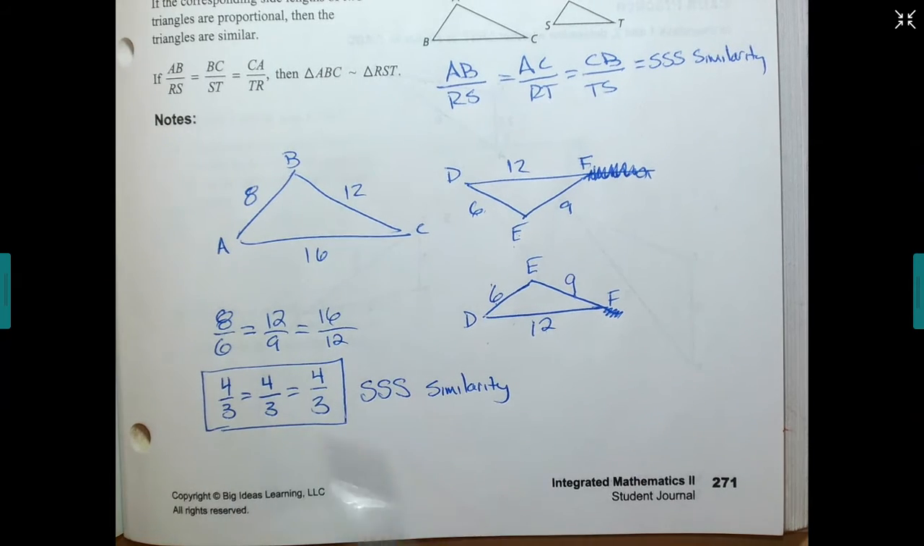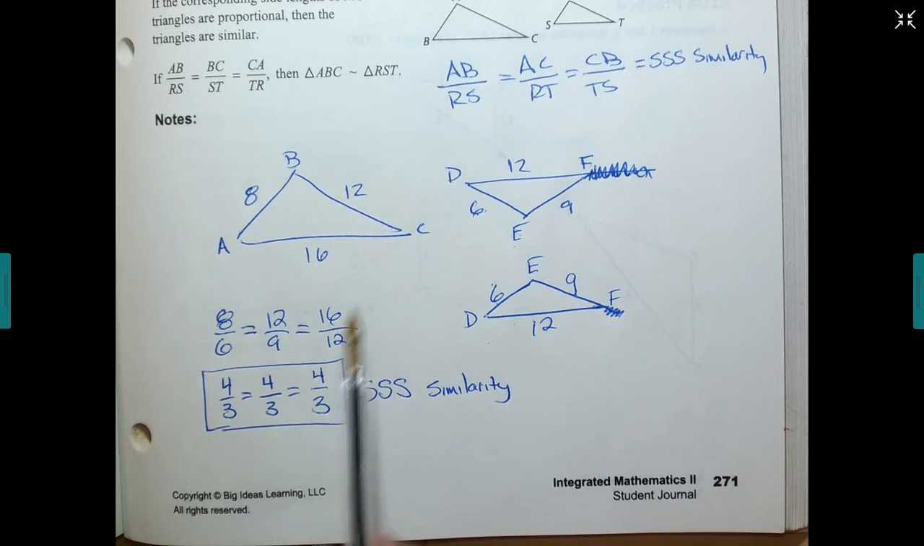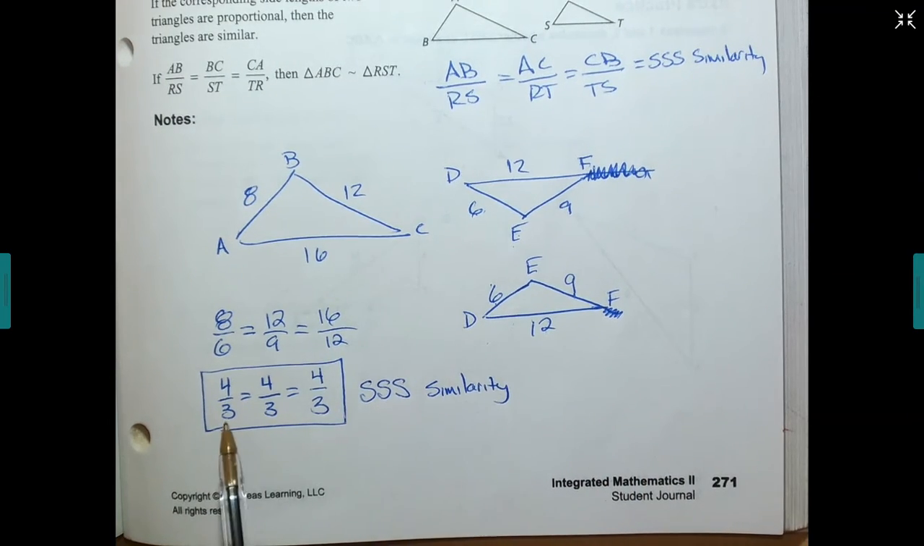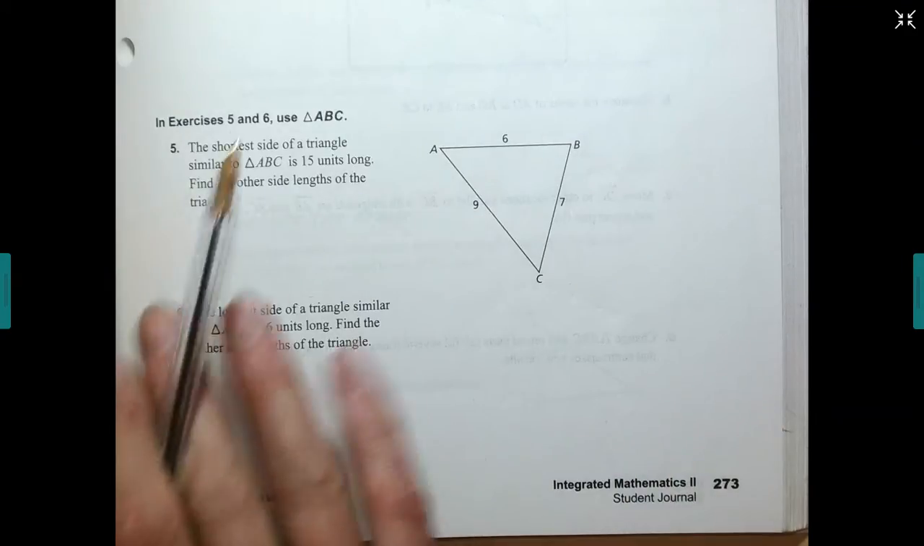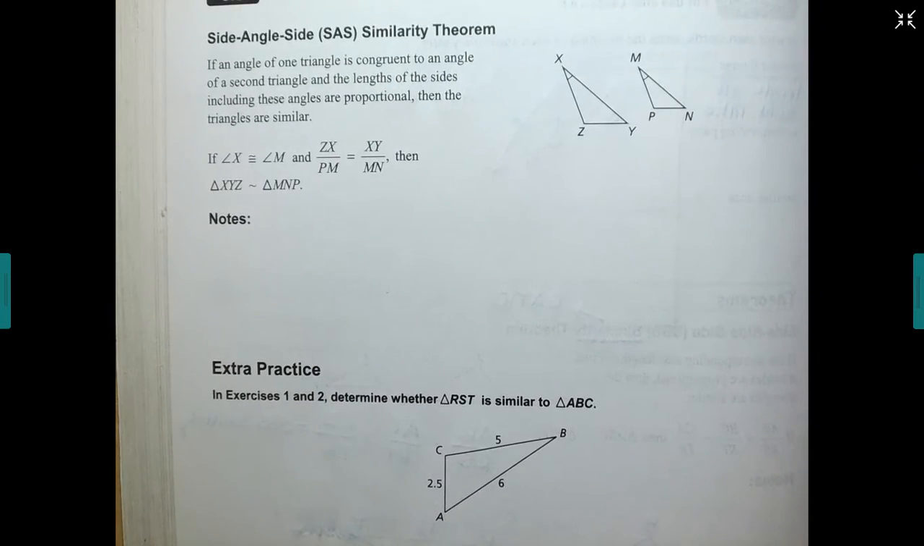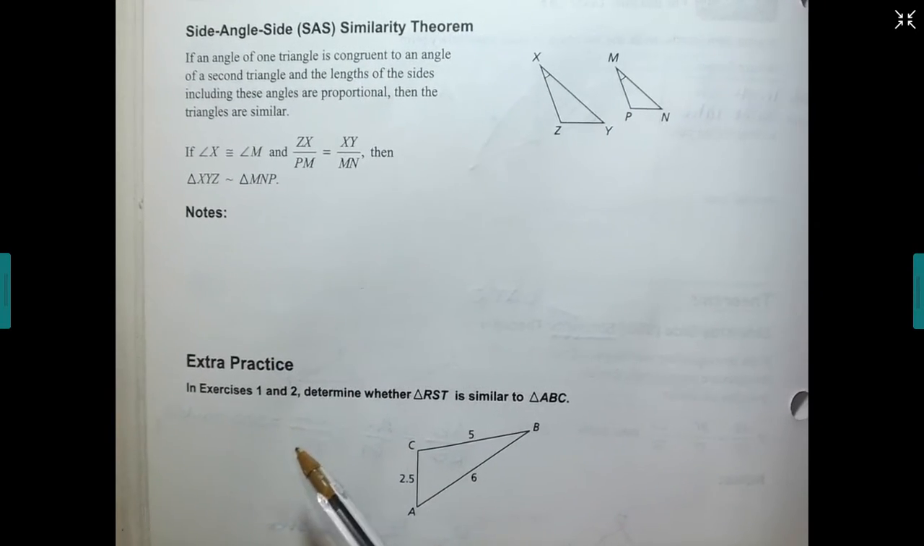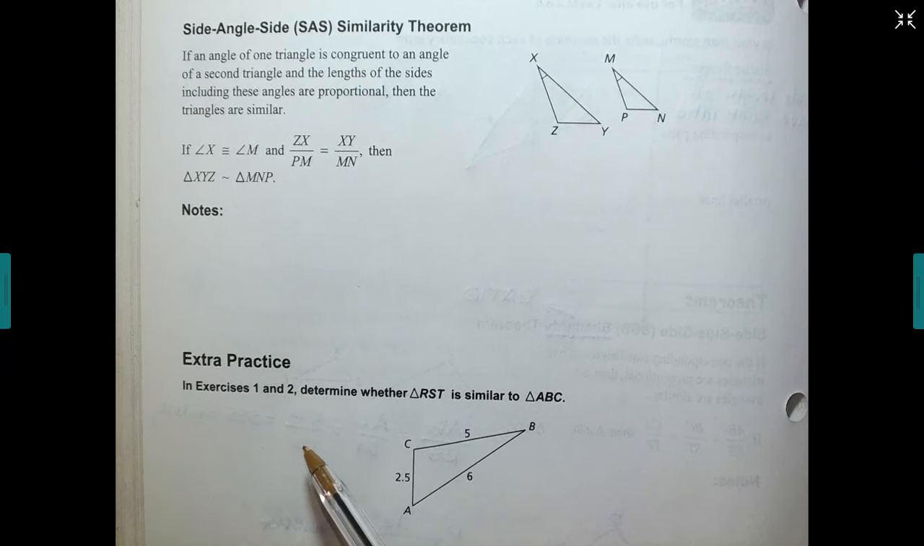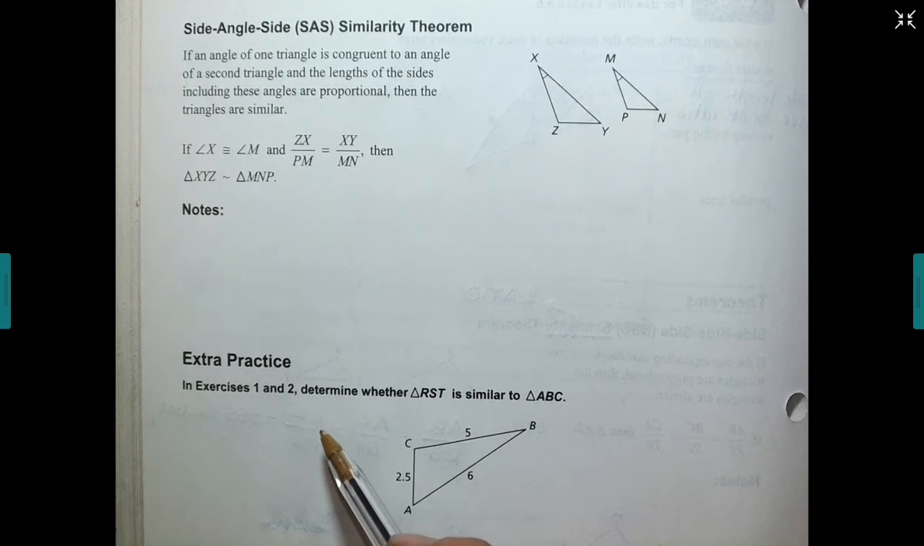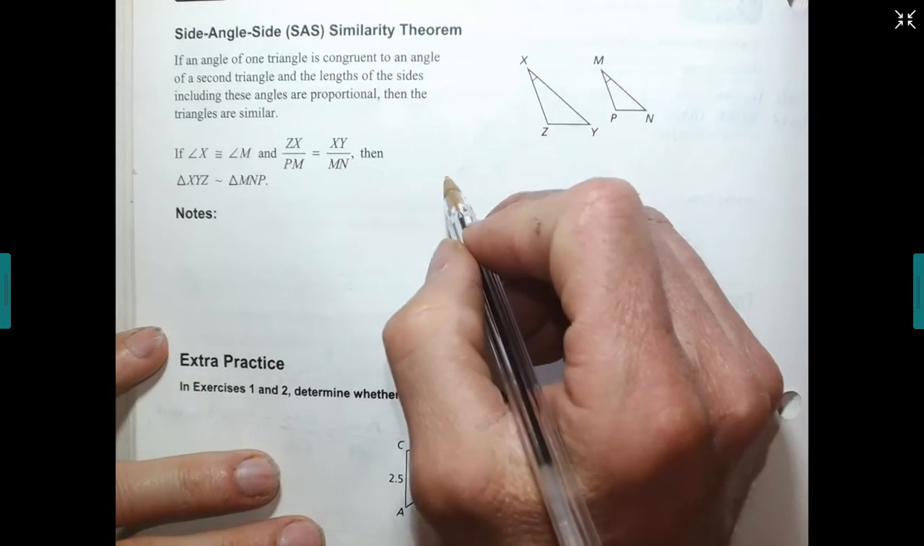Okay, so there's your notes for page 271. And that's how we know these two triangles are similar, is because the ratios are the same for each of the sides. And now we're going to go into our last theorem, which is side angle side theorem. And I'm going to give you a different one. So let's check this out.